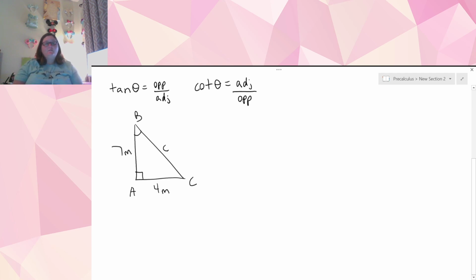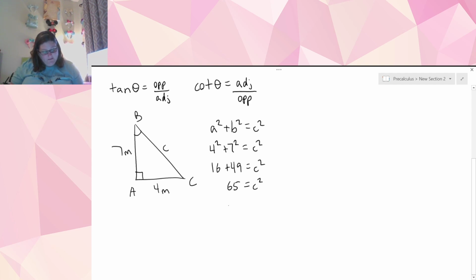First thing we need to do is calculate what C is, because we have side lengths for the other ones. C is not an acceptable side length; we need a measurement for it in this case. So we're going to use the Pythagorean theorem, which is a squared plus b squared equals c squared. So I'm going to do 4 squared plus 7 squared equals c squared. I get 16 plus 49 equals c squared. 16 plus 49 is 65, so 65 equals c squared, and the square root of 65 is equal to c.